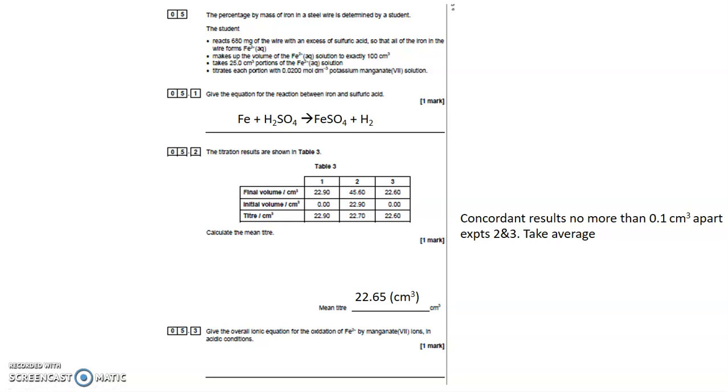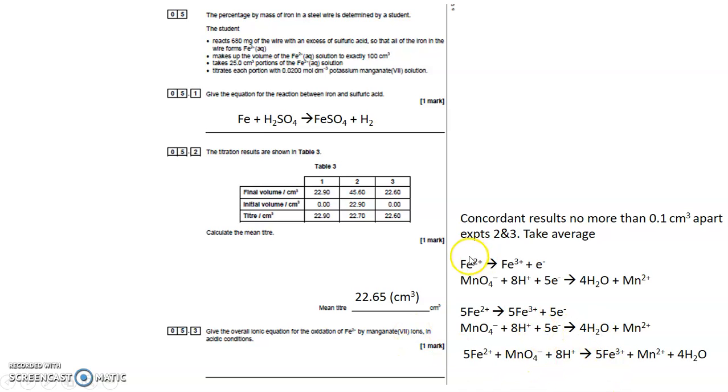Give the overall ionic equation for the oxidation of Fe2+ by manganate(VII) ions in acidic conditions. So what you actually do here is write half equations, then balance them to get the overall ionic equation. Fe2+ goes to Fe3+, so the Fe2+ is going to be oxidized by the manganate(VII) ions, that's an oxidizing agent, to Fe3+, and for a half equation I've got to add electrons to one side or the other to balance up the charges. 2+ on the left, 3+ on the right, so I'll add an electron on the right hand side. MnO4- goes to form Mn2+, manganese 2 ions. But the problem is, what do I do with the 4 O's?